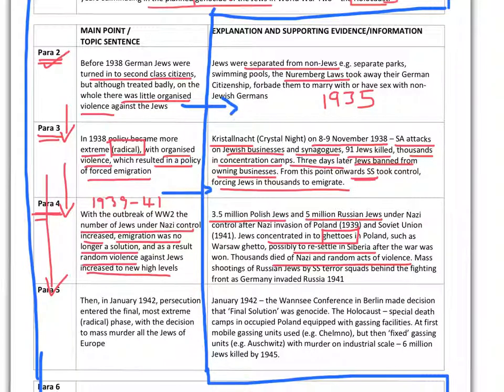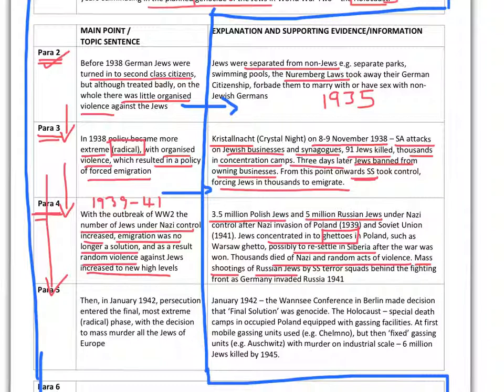And we also know that when the Nazis invaded Russia in 1941, there were mass shootings in the hundreds of thousands behind the fighting lines of Russian Jews. So policy was definitely moving towards a much more violent solution.